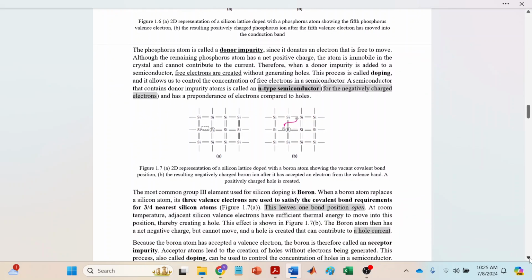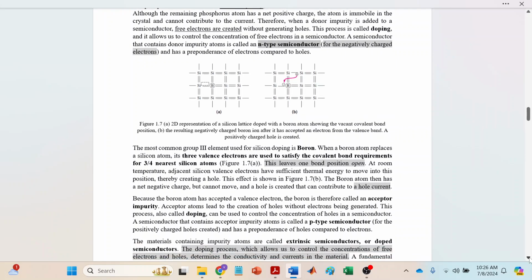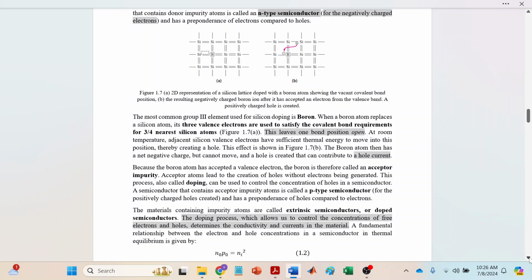So we now look at the case whereby we can produce holes that will contribute to the current. When a group 3 element is added into the silicon lattice, boron is a group 3 element, and remember we need 8 electrons to complete the outermost shell. So boron is a group 3 element, so it only has 3 valence electrons.